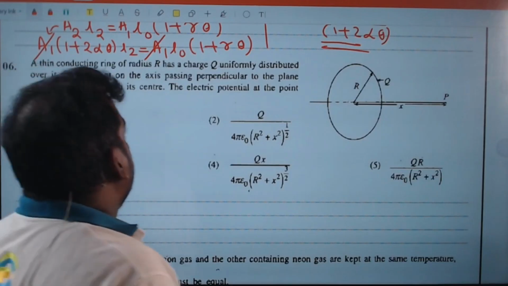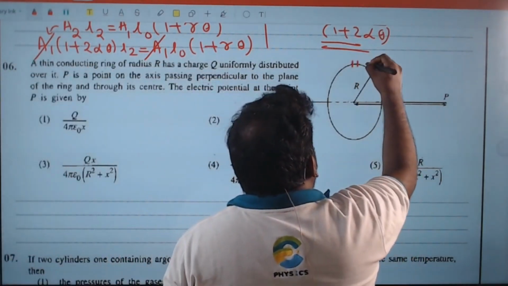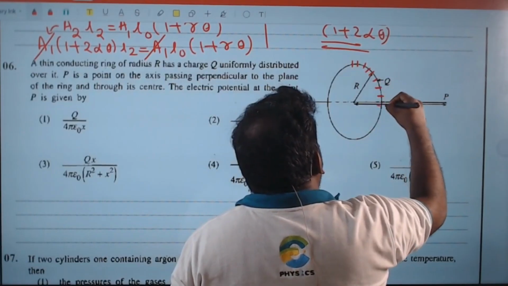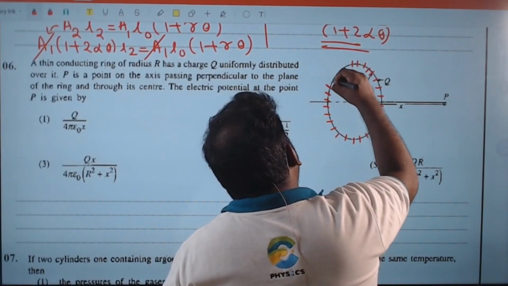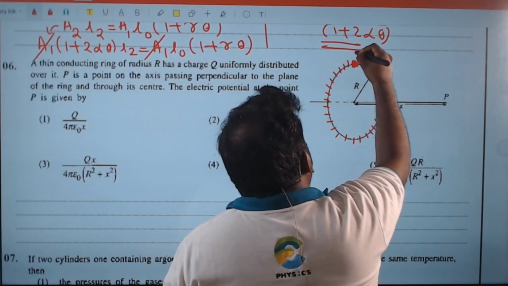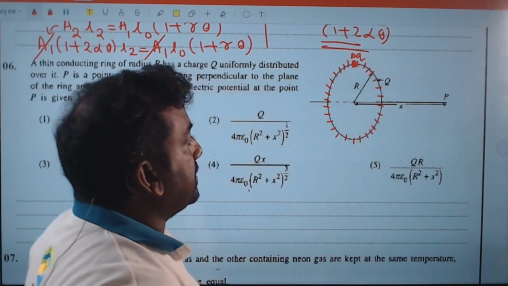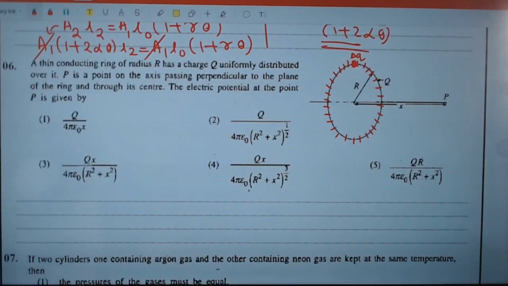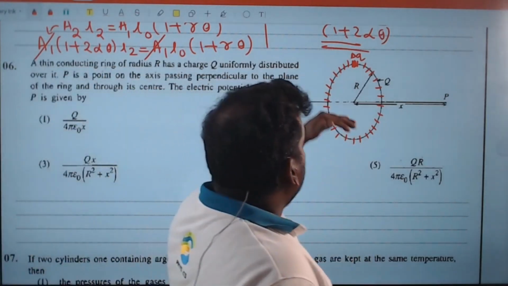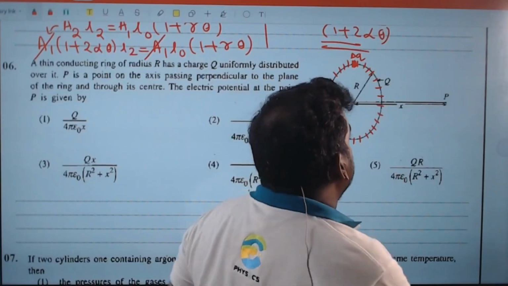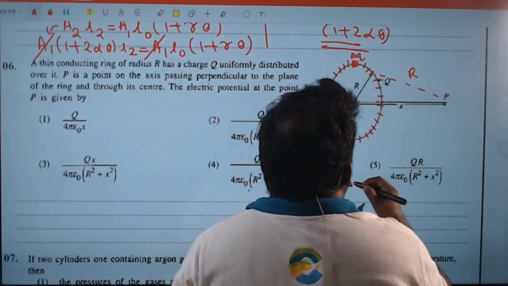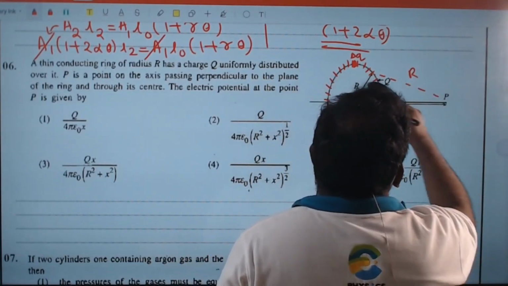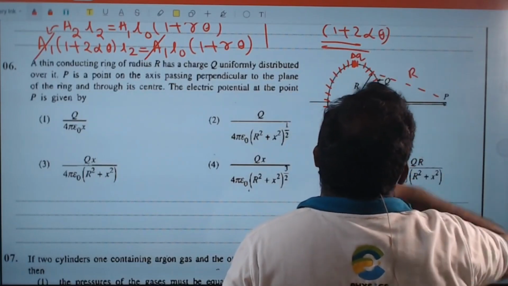A thin conducting ring. When they say this, remember, always uniform. Subdivide this into small delta Q charges. There you go. Point P is along the axis. Electric potential. Potential is a scalar. So from here to there, always the distance to take is perpendicular from the axis, this location.